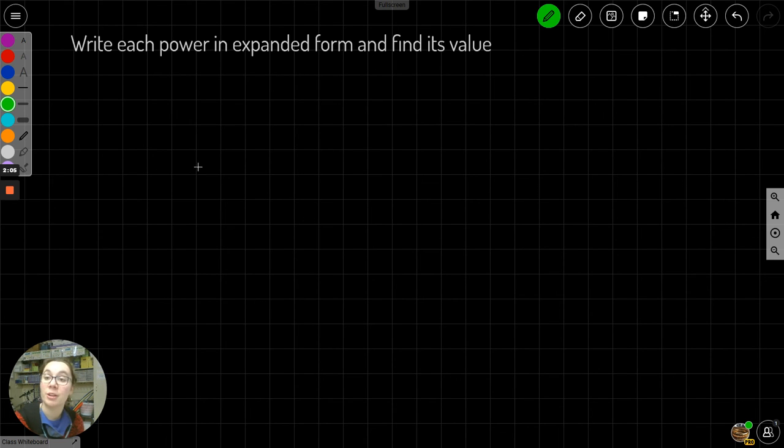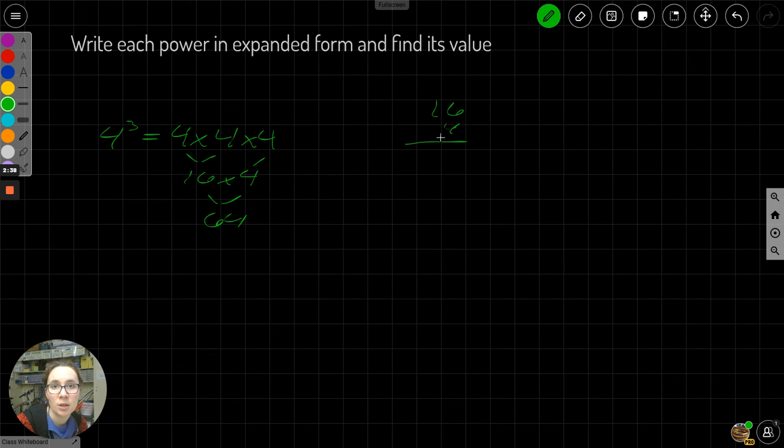Right now, we're doing 4 to the power of 3. We'd read this as 4 cubed, or 4 to the power of 3, which is going to equal 4 times 4 times 4. And we can solve this. 4 times 4 is 16 times 4. And 16 times 4 is going to be the same as 8 times 8, which equals 64. I could also do it over here.